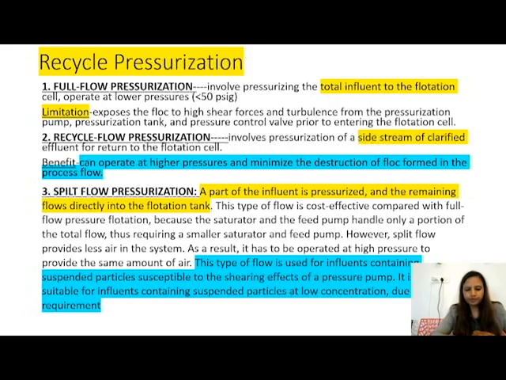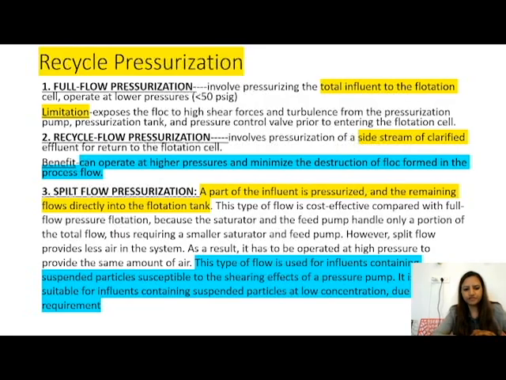There are three types of pressurization in terms of flow. If total influent is pressurized to the flotation cell, it is called full flow pressurization, but it exposes the flow to high shear forces and turbulence from the pressurization pump and pressurization tank prior to entering the flotation cell, so it's less recommended. Second type is recycled flow pressurization, which involves pressurization of a side stream of clarified effluent for return to the flotation cell.